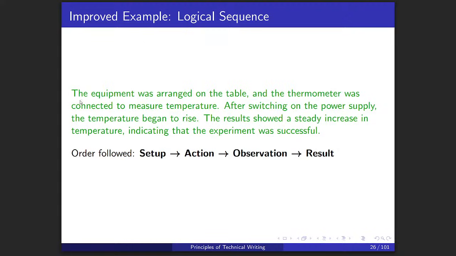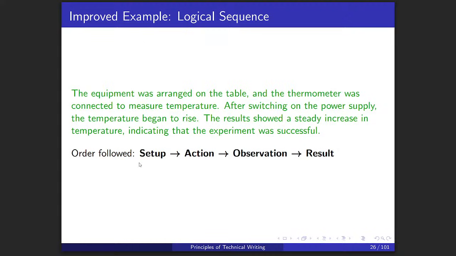If you look here, the equipment was arranged on the table such that the thermometer was connected to measure temperature, which means the sentence is very clear. After switching on the power supply, the temperature began to rise. The result showed a steady increase in temperature, indicating that the experiment was successful. In the before example, which is poor coherence, we have written that the experiment was successful in the first sentence itself. This may lead to miscommunication and may irritate the reader.